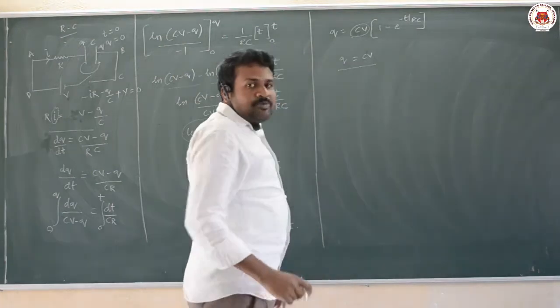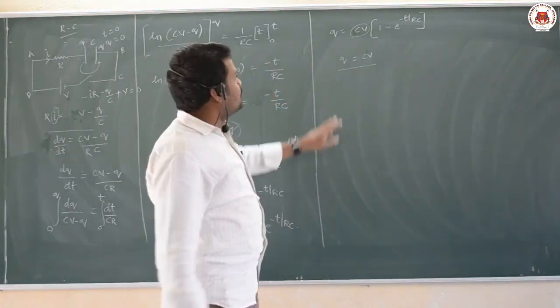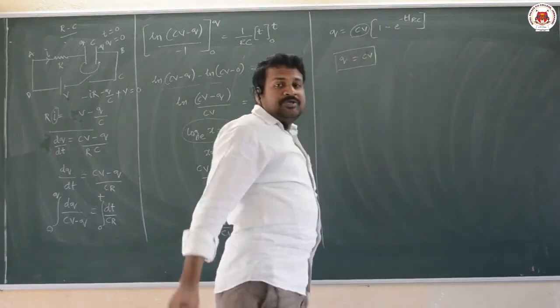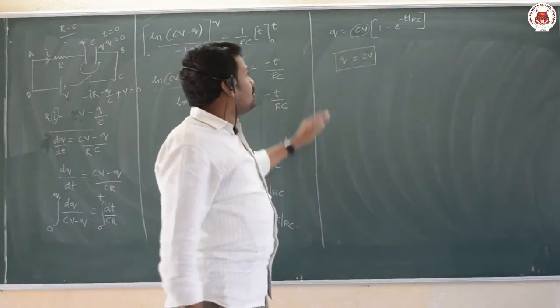So the charge on the capacitor after infinite time, if you substitute t is equal to infinity, Q you will get as CV. If you substitute t is equal to 0, Q will be 0.